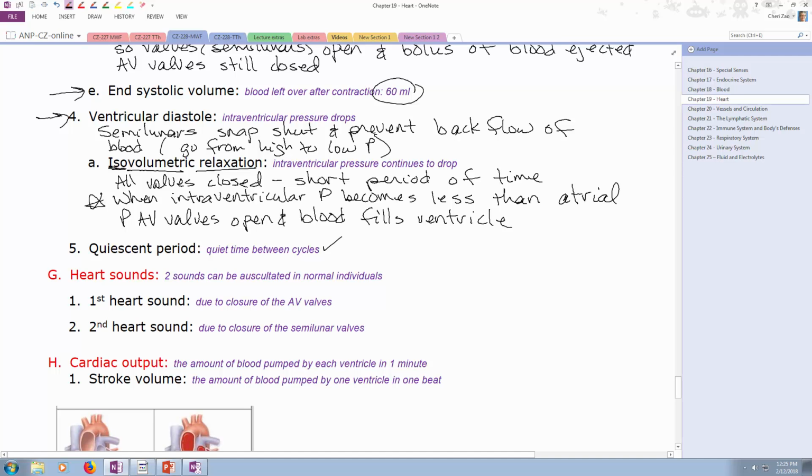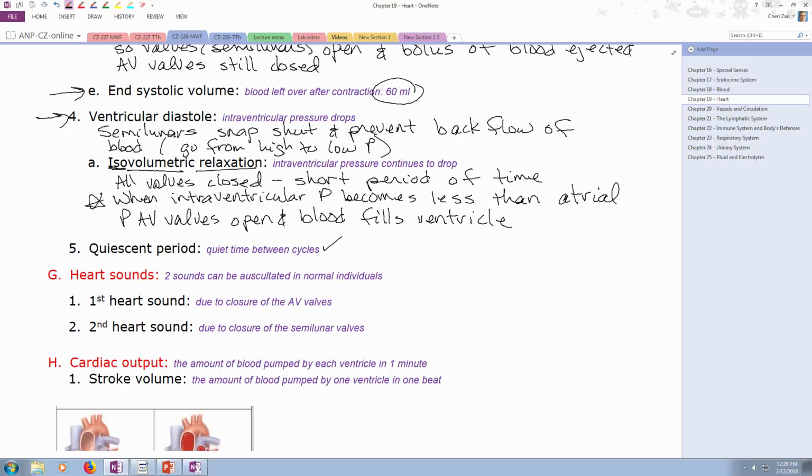You know, you never really hear a door open unless it hits the wall, right? So you don't hear a door open, but you sure do hear doors close, especially when they're closed with force, which is what we do with our AVs and our semilunar valves. We close those valves with force, and that's what you actually hear with lubbed up.